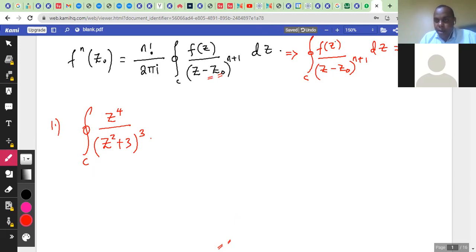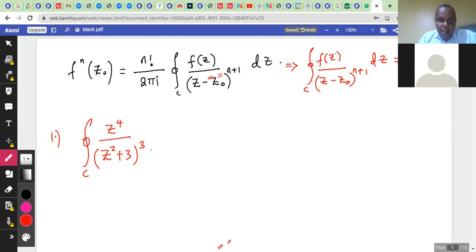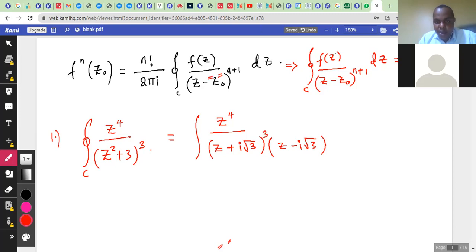So the first step, if we think about this, you can see that this is going to be equal to the integral of z to the power of 4 over (z plus i square root of 3) and (z minus i square root of 3), and both of these to the power of 3. I'm just splitting the z squared plus 3. They're going to be poles of order 3. Okay, so this is the integral that we need to find.